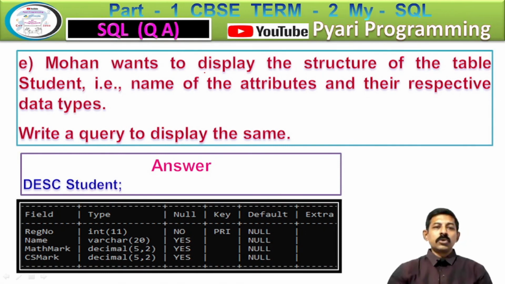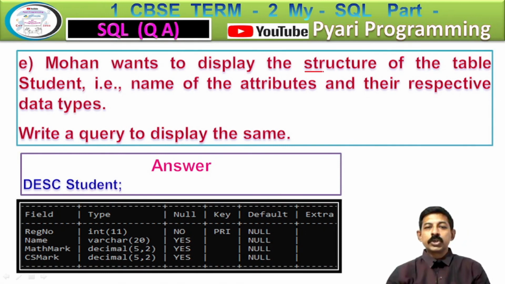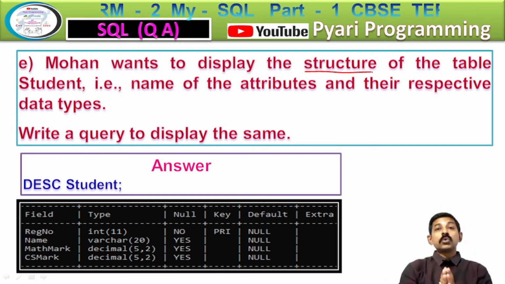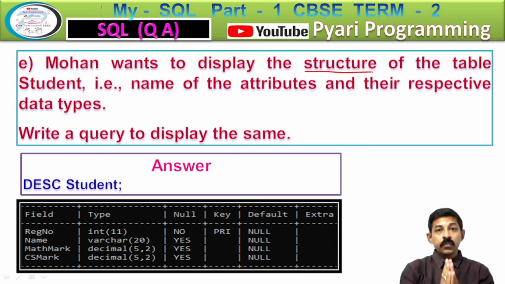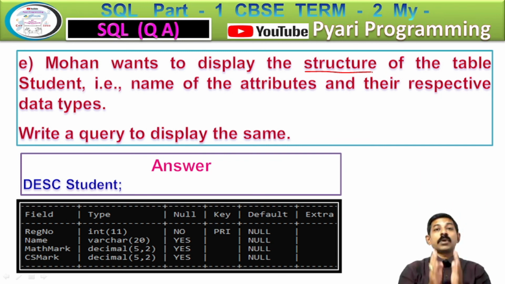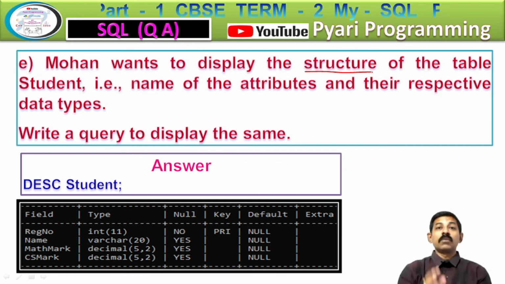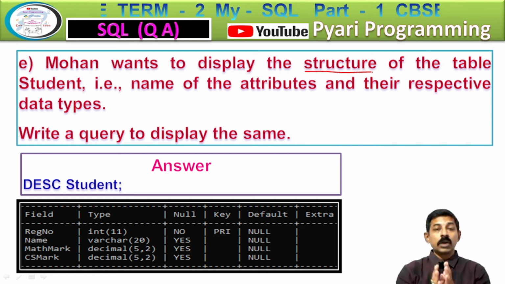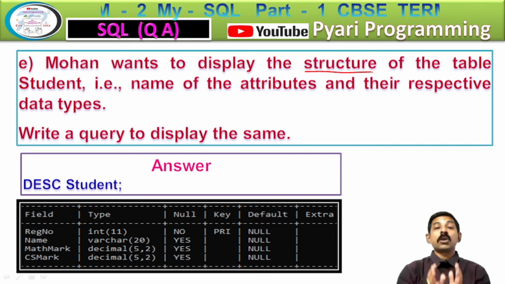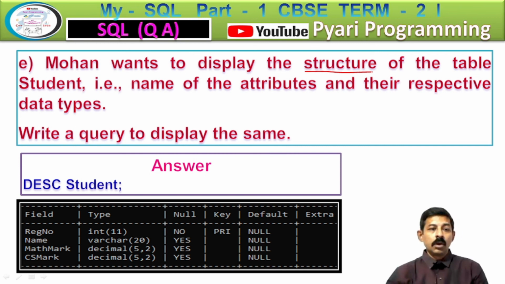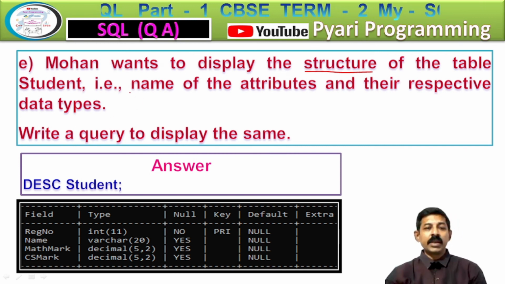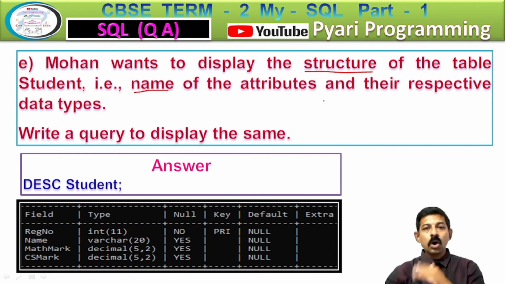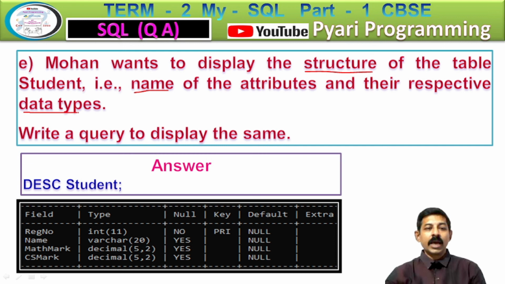Now in this the question says that display the structure. Underline it. Structure in this sense, it wants to display the number of columns, what are the column names, what are the data types of each column, what is the size of the column, and what are the constraints that are given to that column. These are called description or structure of a table. Of the table student, it is explaining the same thing. The names of the attributes are nothing but your columns and their respective data types.